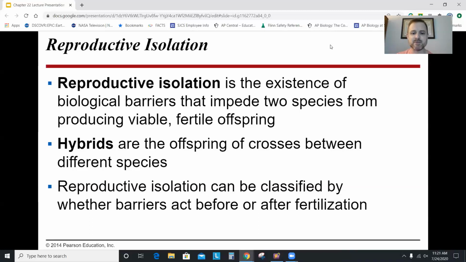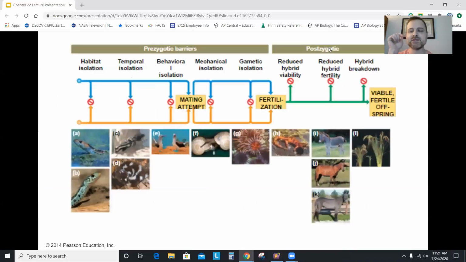And what we're going to do, so this chart's from your book. This is a great chart. This goes through all the different sorts of blocks that prevent successful reproduction. And notice they're divided into prezygotic and postzygotic. A zygote means you had reproduction, you created a zygote. Prezygotic means you prevented that. Postzygotic means you created an embryo, but for whatever reason it did not survive.